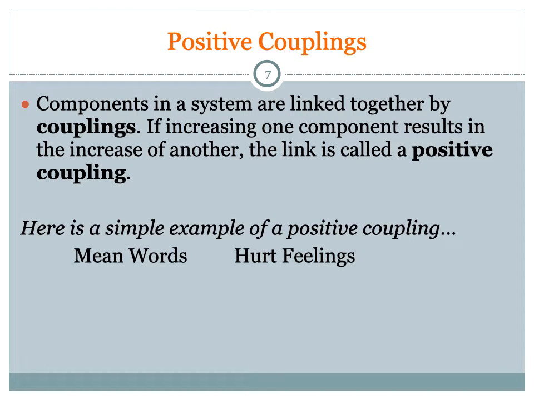Different components can be linked or coupled. Changes in one can produce changes in the other. When increasing one increases the other, it's called a positive coupling. Let's use a relationship system example. Two possible components could be mean words and hurt feelings. I know this is kind of a silly example, but go with me on this.